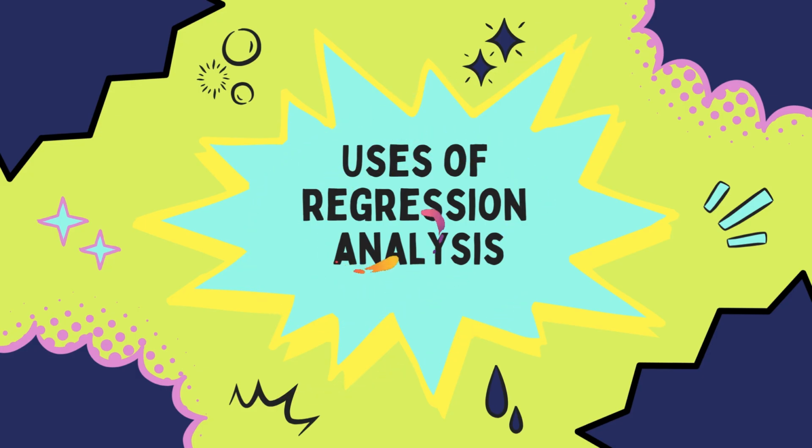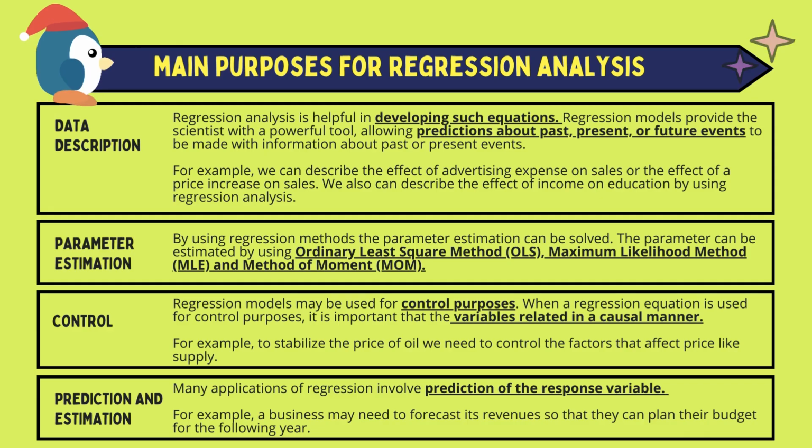Let us proceed with the uses of regression analysis. 1. Develop equation and allows prediction about the past, present, or future events. 2. Parameter estimation can be solved. 3. Useful for control purposes. 4. Application can involve prediction of the response variable.